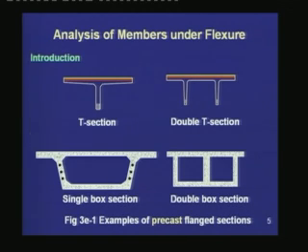In the top, we see precast T and double T sections, which are frequently used as bridge girders. Sometimes even they are used for making floors. In the lower part, we see a single box section and a double box section. These are also used as bridge girders. This type of sections can either be precast or it can be cast in place, but more and more precast sections are being produced and they are getting more popular.